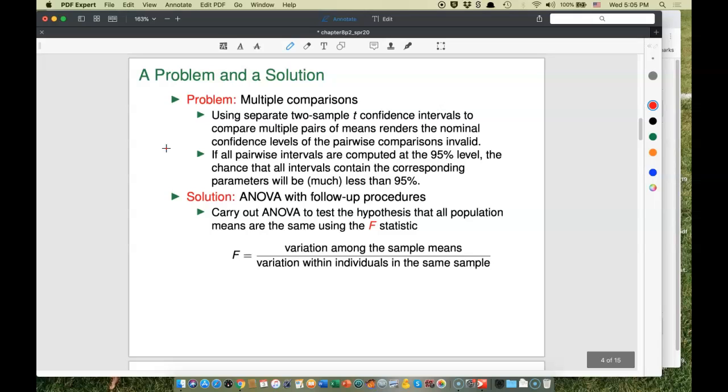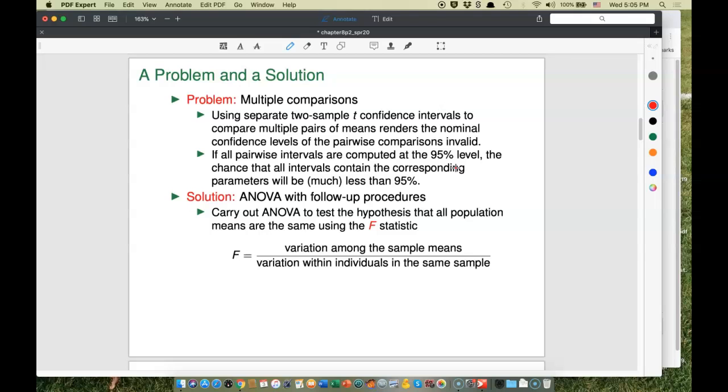All right, so here's the problem, and then we're going to think about the solution. The problem is you do an ANOVA, and you find out that there's evidence of a difference. But now you've got 5 different groups or 6 different groups, and where are the differences? So multiple comparisons using separate 2-sample t-confidence intervals to compare multiple pairs of means renders the nominal confidence levels of the pairwise comparisons invalid. Right? If all pairwise intervals are computed at the 0.95 level, the chance that all intervals contain the corresponding parameters will be much less than 95%.